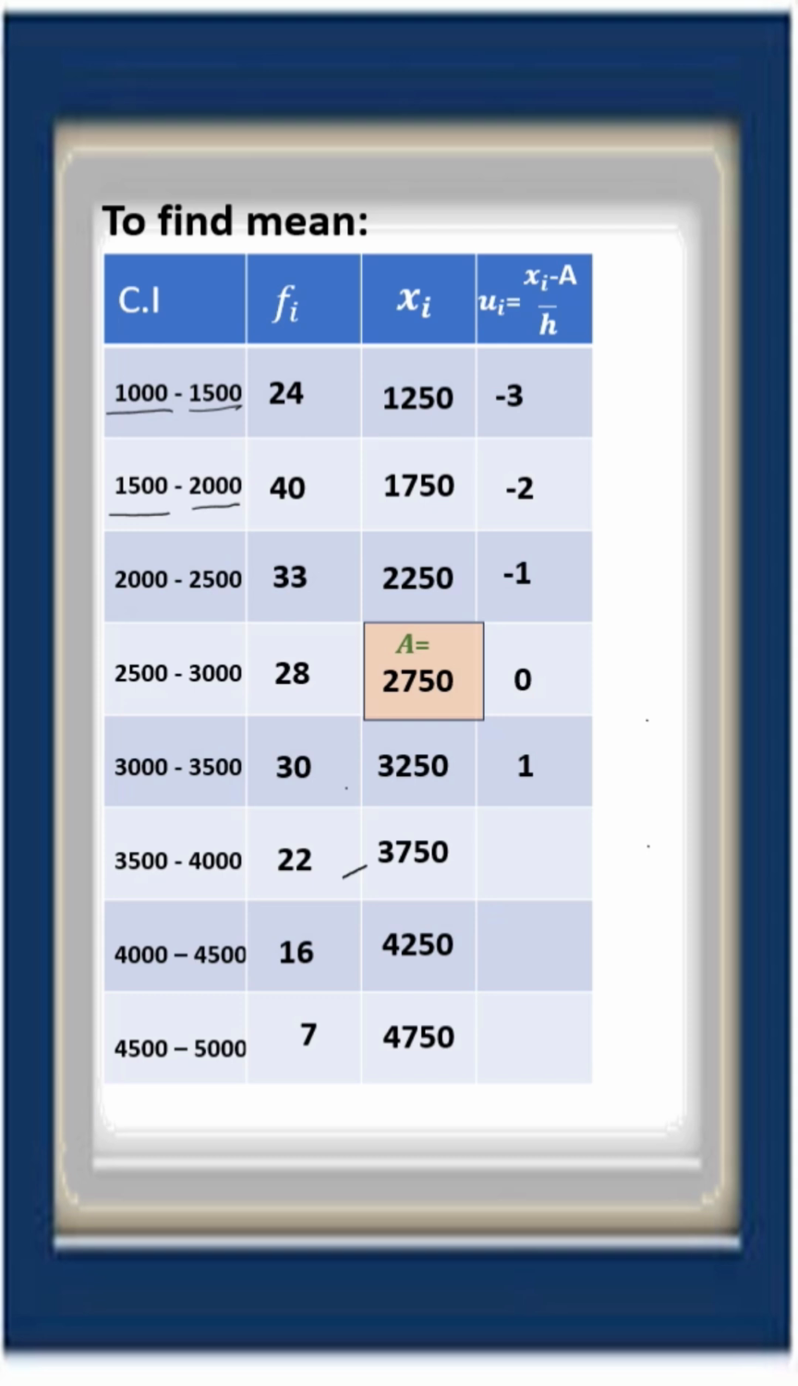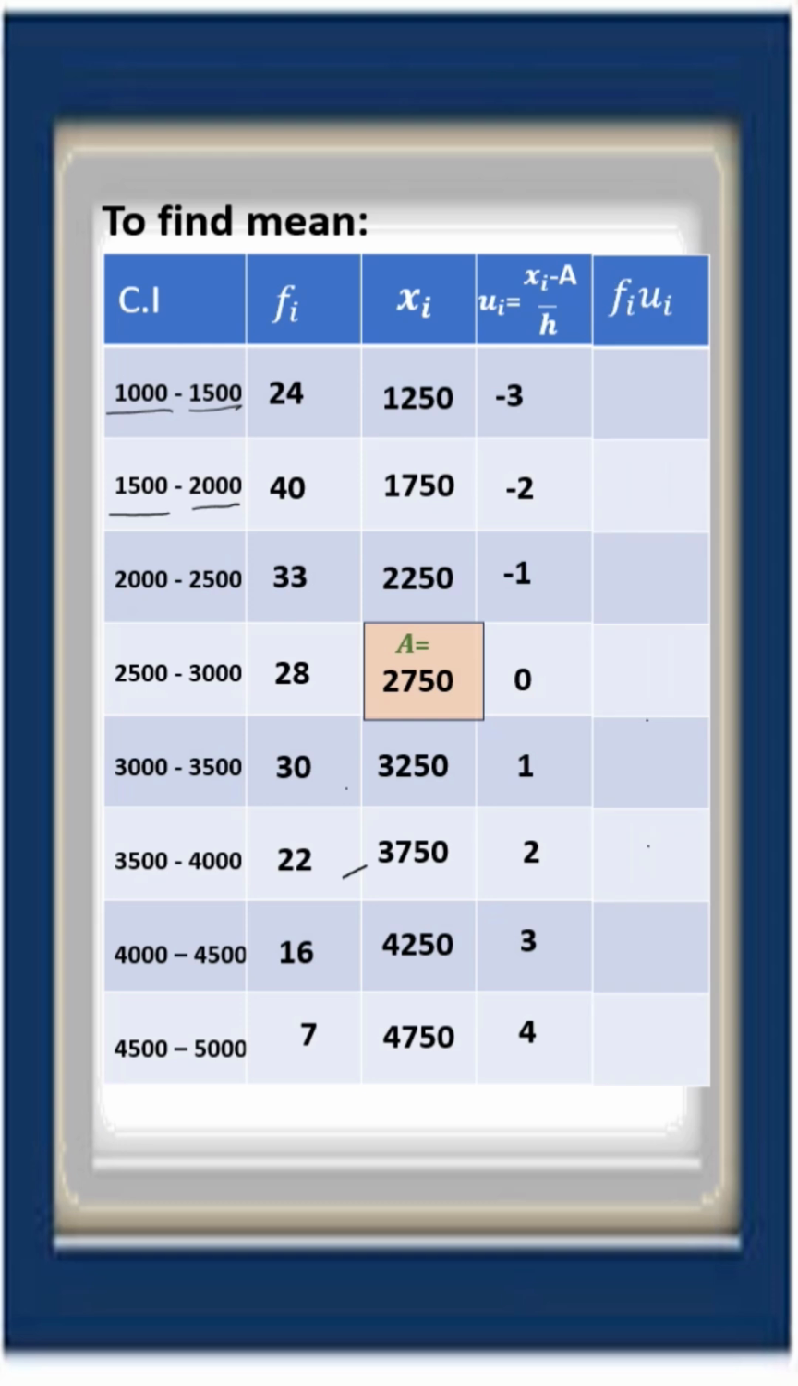3750 minus 2750 is 1000, and 1000 divided by 500 is 2. 4250 minus 2750 is 1500, divided by 500 is 3. 4750 minus 2750 is 2000, and 2000 divided by 500 is 4.